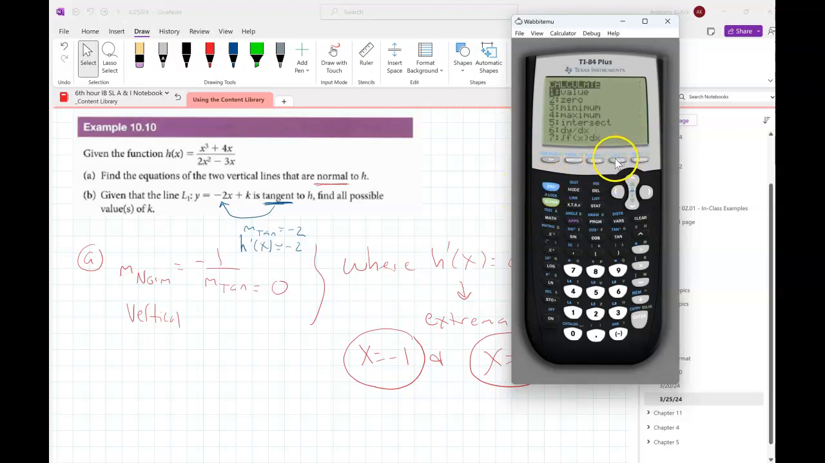So second trace, intersect command, enter, enter, enter. One value is about positive 0.382. And then the other one, I'm going to put my guess right there. 2.62.